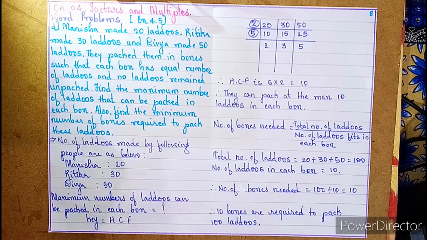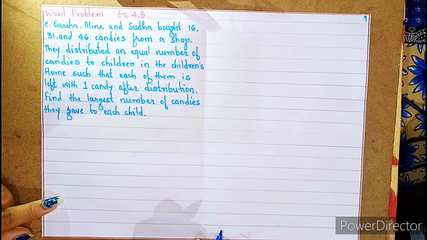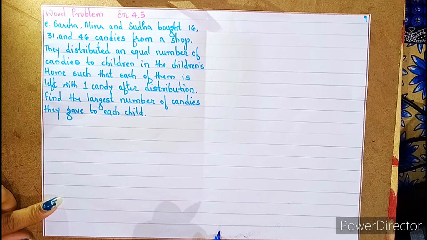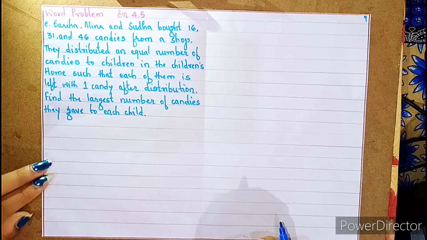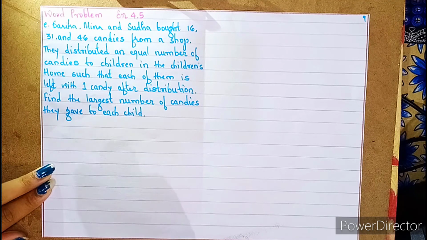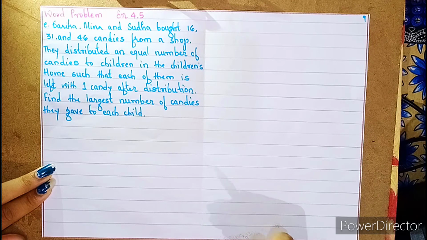So let's see the next question now. Sarika, Meena and Sudha bought 16, 31 and 46 candies from a shop. They distributed an equal number of candies to children in a children's home such that each of them is left with one candy after distribution. Find the largest number of candies they gave to each child. So what we have to find here is also the HCF, meaning at the max how many candies they have given to the children and they are left with one.